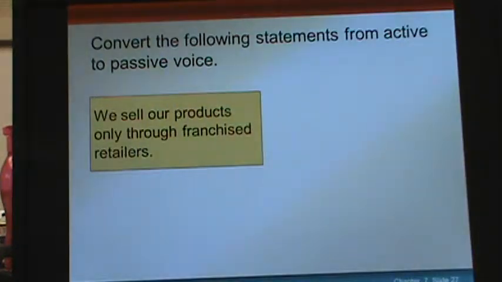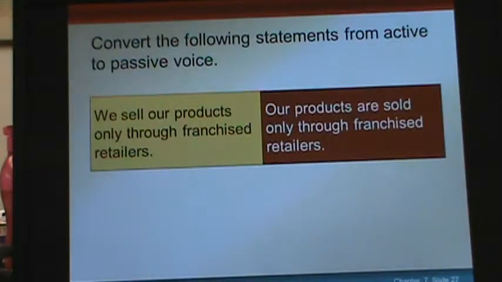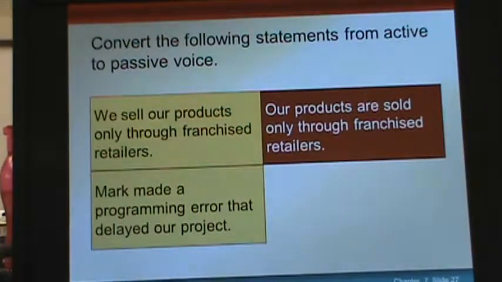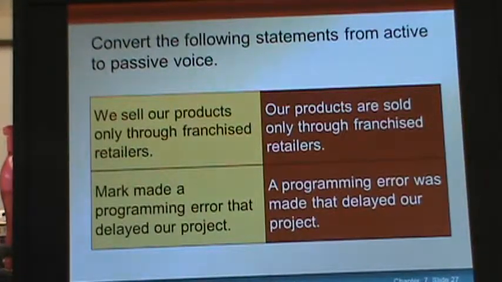You guys should be good at these. We've practiced them a lot. Here's an example. "We sell our products only through franchised retailers." We is the subject, and it's active. Changing the subject to "our products are sold only through franchised retailers" takes the blame off of us personally. Another example, "Mark made a programming error that delayed our project." Take the blame off of Mark and say "a programming error was made that delayed our project."